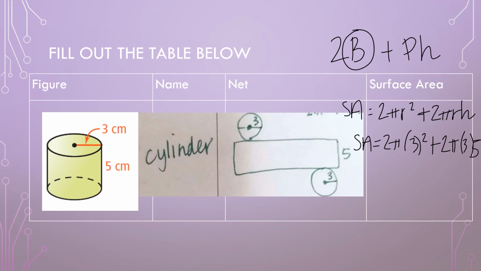So I'm going to put those into the calculator, and you can put all of that in. You just need to make sure that you use parentheses. And you would get 150.6 centimeters squared.